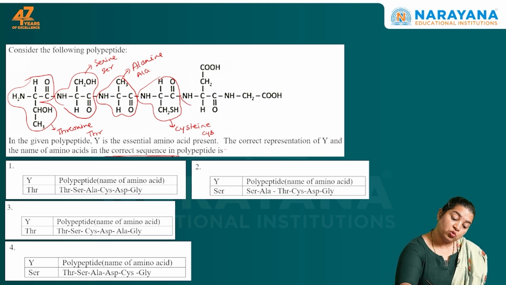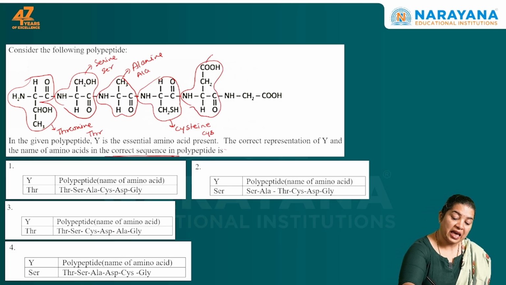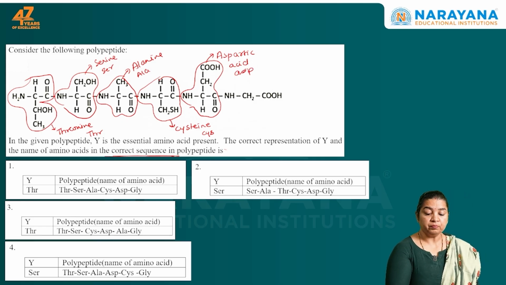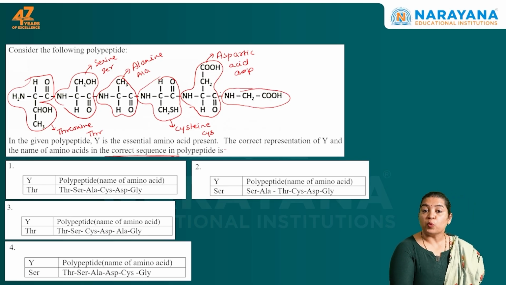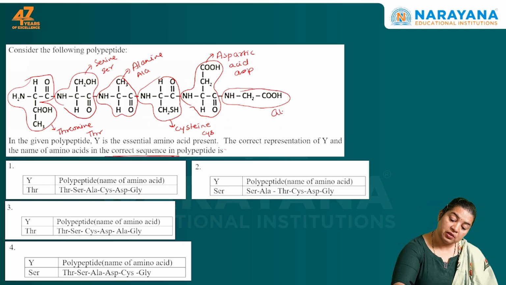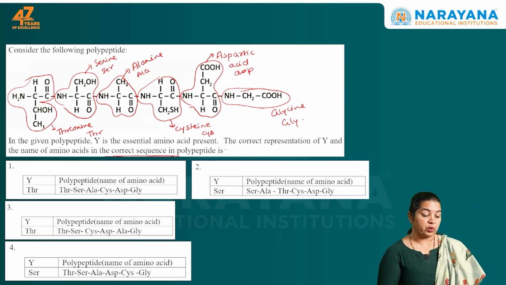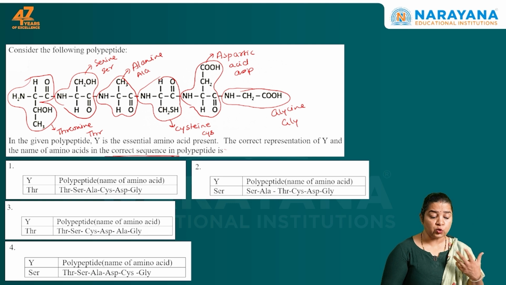Now, there are only two acidic amino acids in the entire naturally available amino acids. One of them is aspartic acid, which is ASP. Last is the famous one, the smallest amino acid, which is glycine, GLY we will be looking for. Now, let us go to the options.